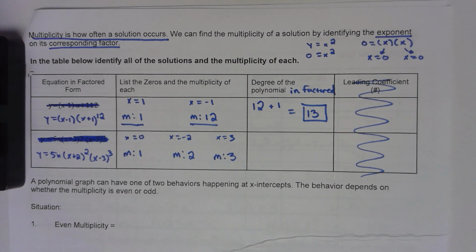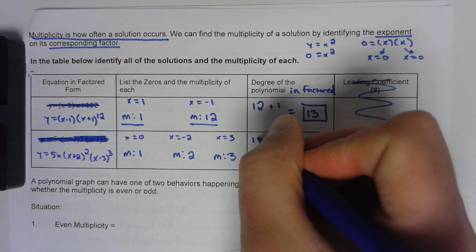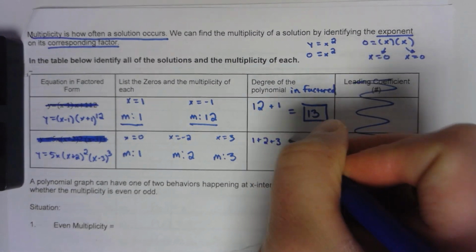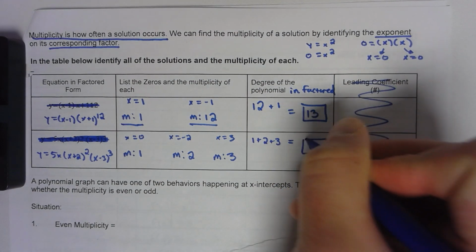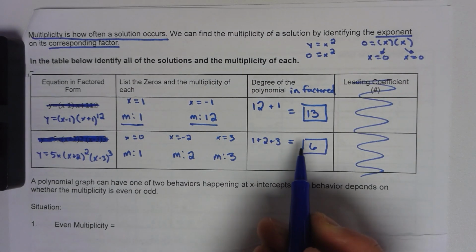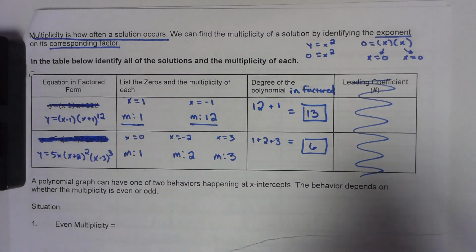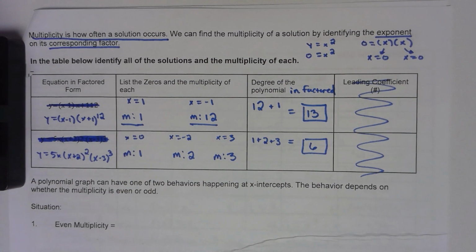So then the degree here is us adding all of these together. So 1 plus 2 plus 3, which is 6. So the multiplicities add up to the degree, which equals us adding all the exponents. Remember, and we'll talk about this throughout the whole unit, how we find the degree is going to be different when it's in standard form compared to factored form.